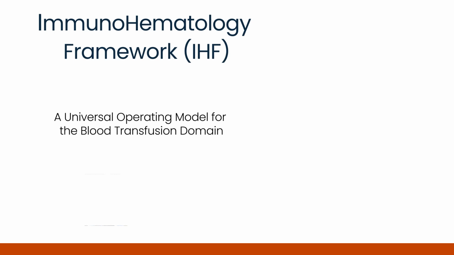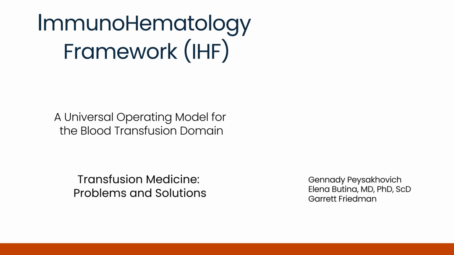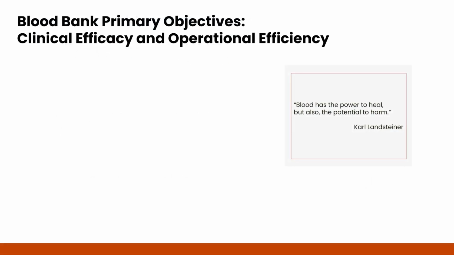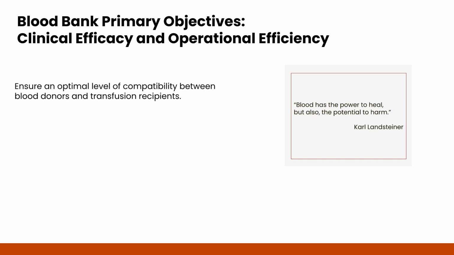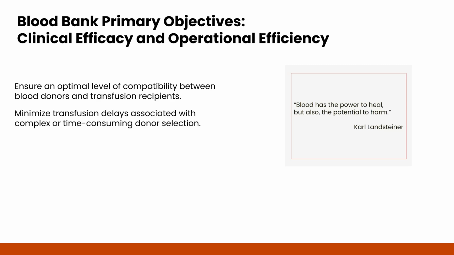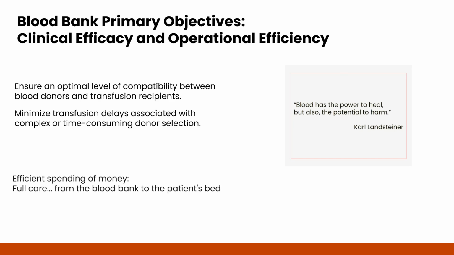This is the first video in a new series. Transfusion medicine, problems and solutions. Blood banks strive to achieve two primary objectives: clinical efficacy and operational efficiency. Ensuring an optimal level of compatibility between blood donors and transfusion recipients is paramount, as is minimizing transfusion delays associated with complex or time-consuming donor selection. Moreover, the efficient spending of money is essential. Full care, from the blood bank to the patient's bed.